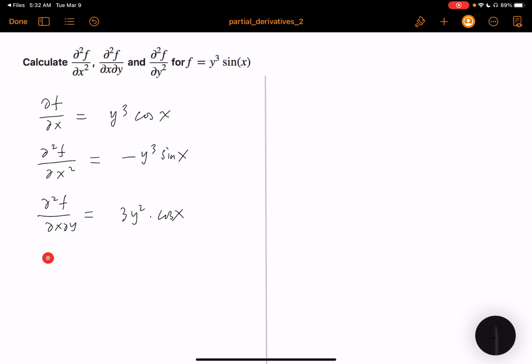So to calculate the partial derivative of f with respect to y at the second order, let's look at the first order. So partial f, partial y is equal to... here we treat x as a constant because we're taking partial derivatives with respect to y. So we need to treat sine x as a constant. So the partial derivative with respect to y is 3y squared times sine x.